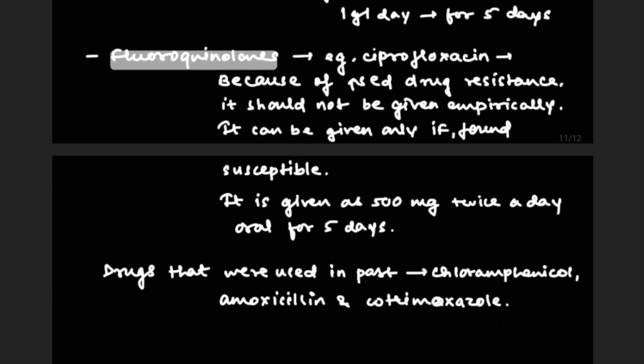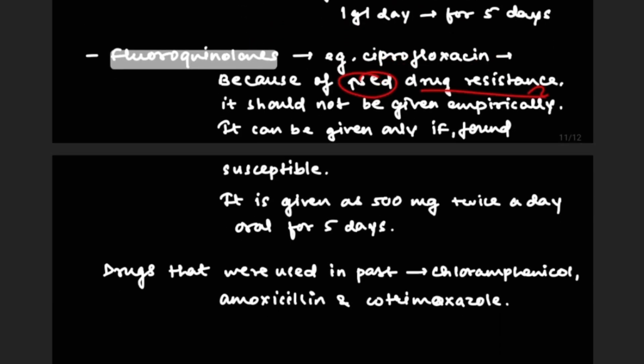Then the third one is fluoroquinolones, for example ciprofloxacin, and because of increased drug resistance, it should not be given empirically, but it can be given only if found susceptible. It is given as 500 mg twice a day for 5 days, and it is given orally. Drugs used in the past were chloramphenicol, ampicillin, and cotrimoxazole. Now this was all about enteric fever.